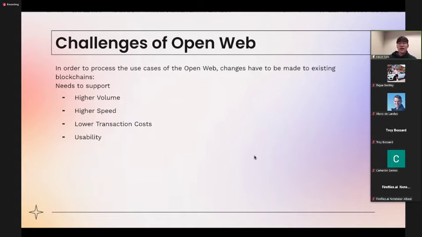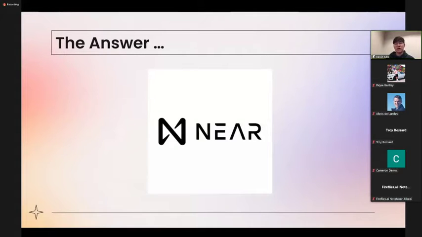How do we create a blockchain platform that supports all of these? And it's one that Near, the focus of this web series, is aiming to solve. Near is another blockchain platform, and is aiming to solve these scalability issues in order to make a platform that can be used for open web projects in the future.